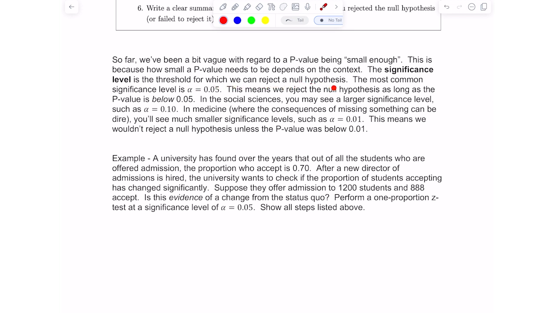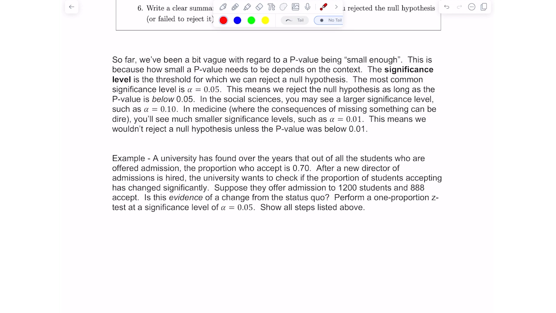The most common significance level is alpha equals 0.05, and that actually stems from confidence intervals that we talked about in chapter 18, which was, one of the most famous or most used confidence intervals is the 95% confidence interval, and 95 plus 5% equals your 100%. So this means we reject the null as long as the p-value is below 0.05.